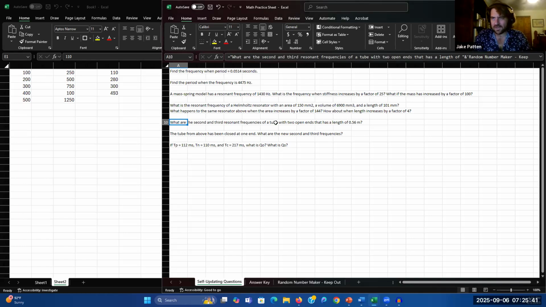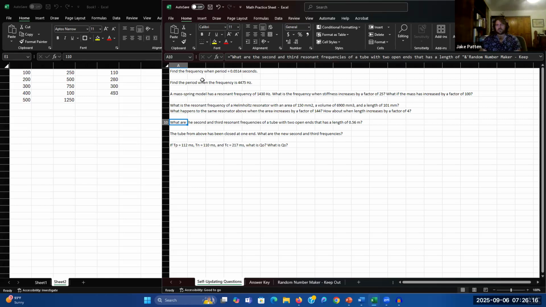So what are the second and third resonant frequencies of a tube with 2 open ends? Then it gets closed at one end, and what happens to it. So you just have to calculate these. Helmholtz resonator, you're going to get those questions. Mass spring, you're going to get questions like that. Period and frequency, I don't think you have any questions like that in hand calculations. That's mostly done in the multiple choice because it's easier stuff.